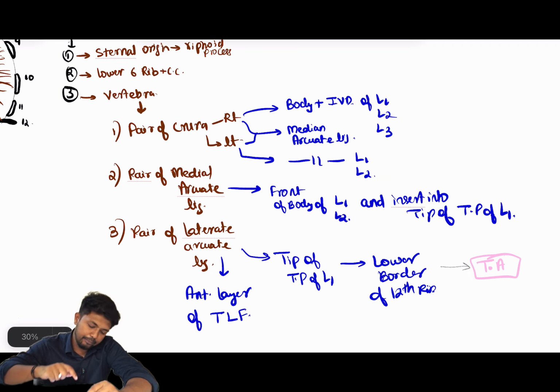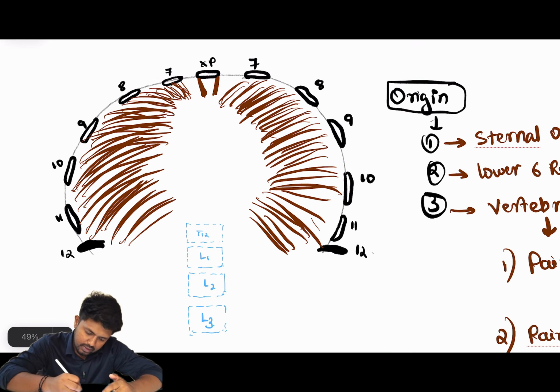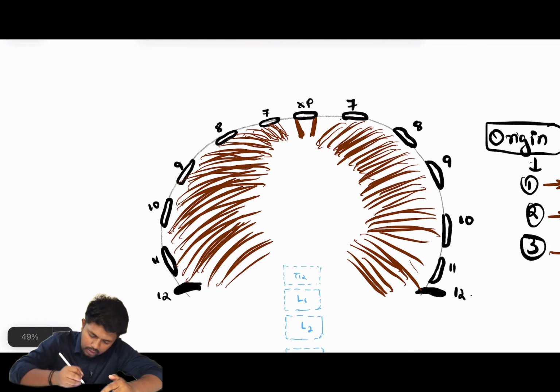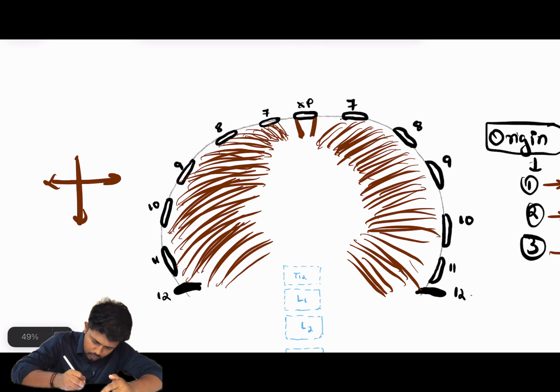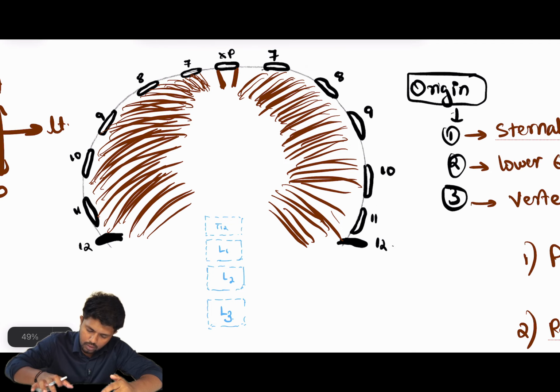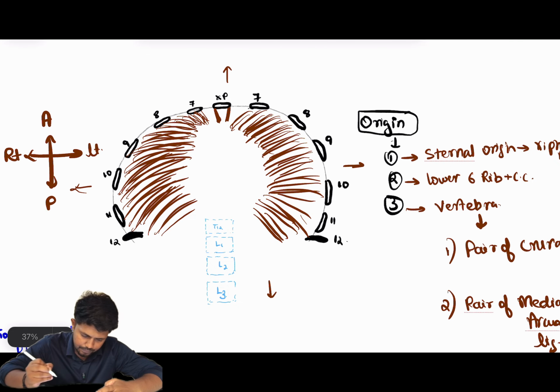So now we'll put this in the diagram. As we have already seen, this is the sternal origin, and these are the costal origin. Now we'll see the vertebral origin. One more thing, we will orient this diagram. This is the anterior part, this is the posterior part, this is the right end and this is the left end.